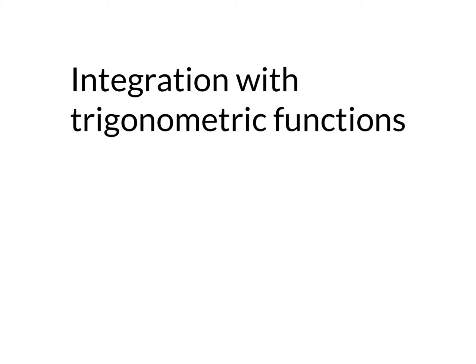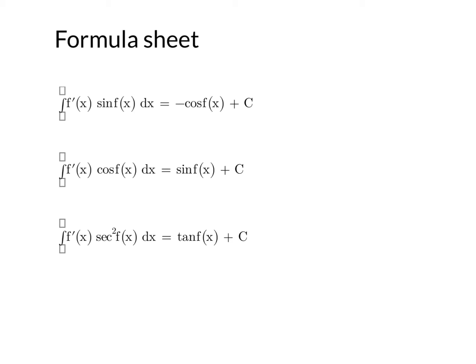Welcome to Integration with Trigonometric Functions. So these are the formulas that are on your reference sheet. The first one is, if you've got f dash of x, the integral of f dash of x times sine of a function dx, you get minus cos of the function plus c.